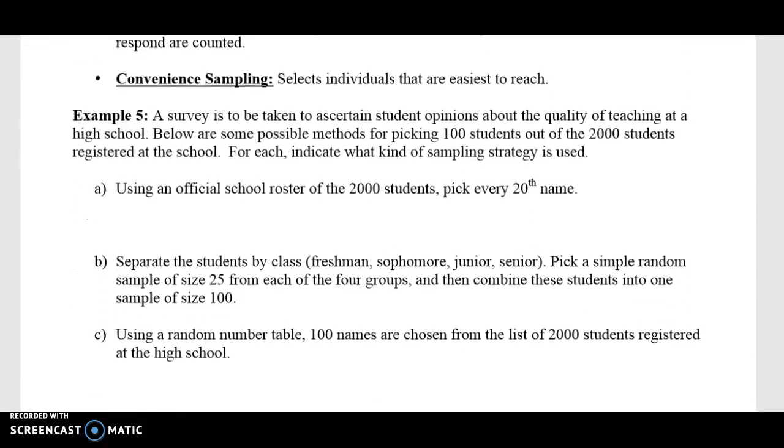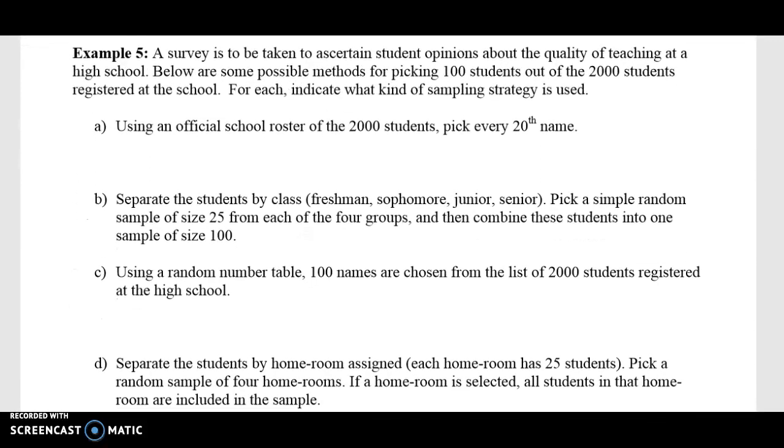So let's take a look at example 5 now. It says a survey is going to be taken, and we have some different methods of picking 100 students out of the 2,000 that are registered at the school. So this says using an official school roster of the 2,000 students, pick every 20th name. When we have something that says every nth, that means that we have some sort of system, so that's systematic.